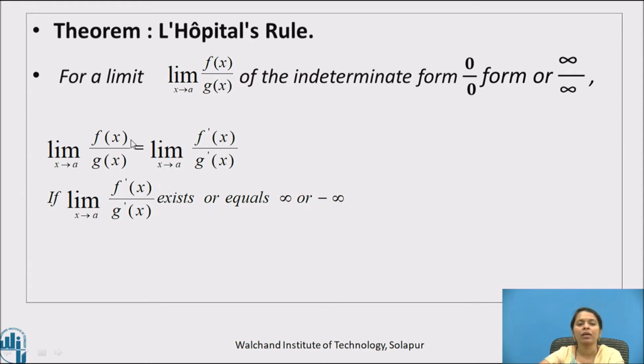So, if your given fraction is in 0 by 0 or infinity by infinity form, then you can take derivative of numerator divided by derivative of denominator, if again limit x tends to a f dash of x divided by g dash of x exists or equals infinity or minus infinity.